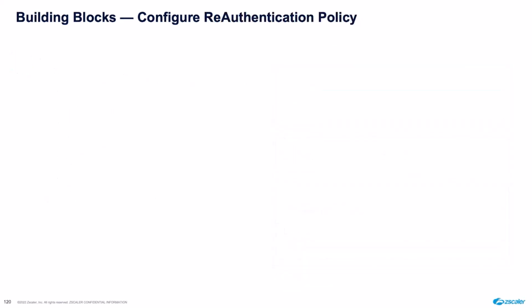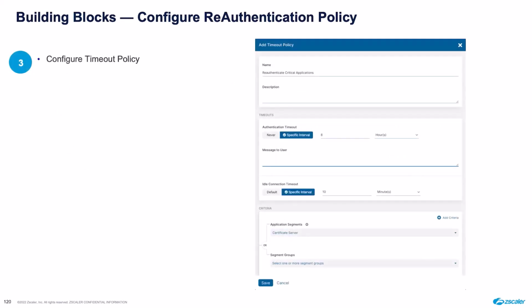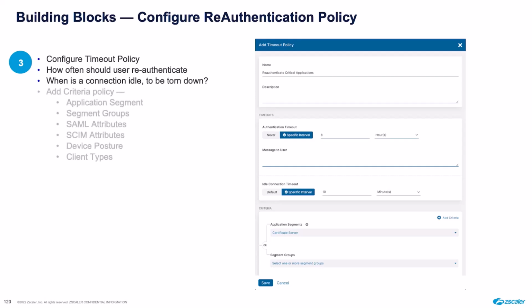Additionally, timeout and reauthentication policies can also be created in ZPA. A timeout policy lets you configure granular rules that dictate how often a user must reauthenticate in order to access an application, or when a user's application session is idle. When should it be torn down? For each timeout policy rule, you can specify the users and segment groups the rule applies to. This allows you to have different authentication and idle connection timeout settings for different users and segment groups.